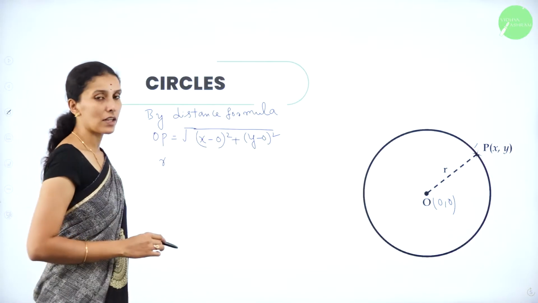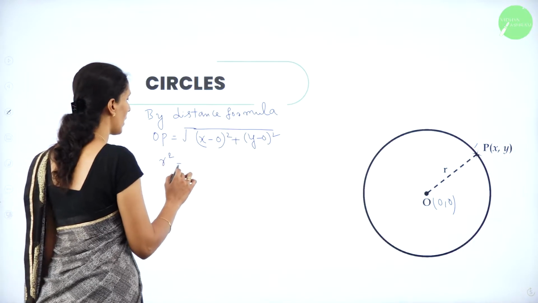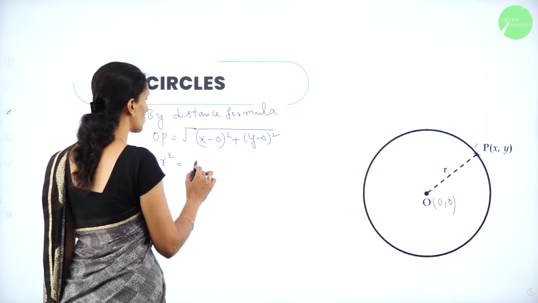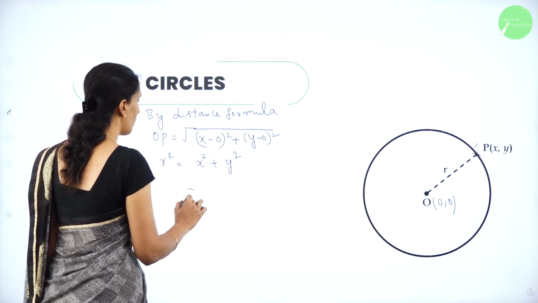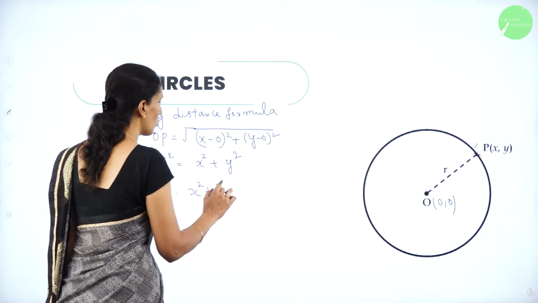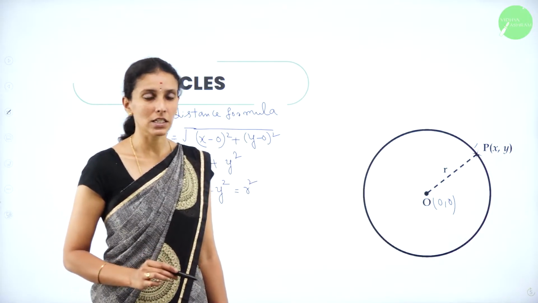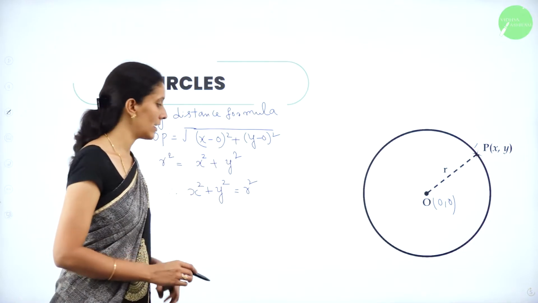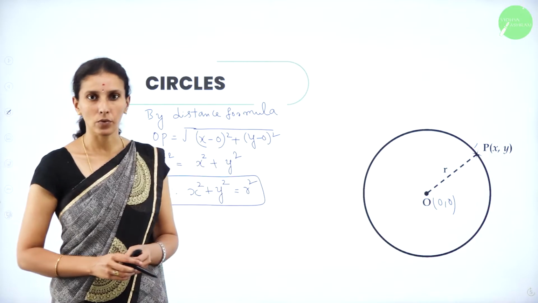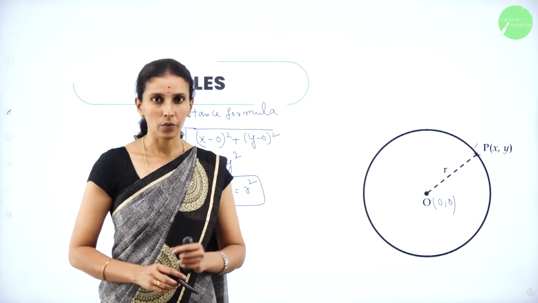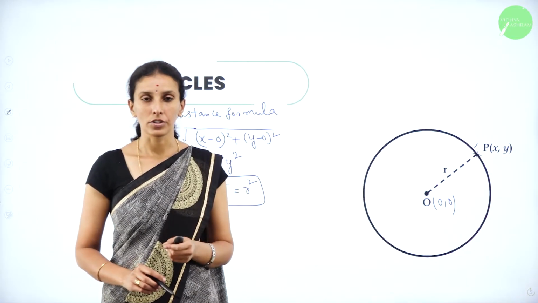OP is actually the distance r. And if you square on both sides, this becomes r square is equal to x minus 0 whole square, which is x square, plus y minus 0 whole square, which is y square. So therefore, this is the equation of the circle whenever the origin becomes the center and r is the radius of the circle. That is, x square plus y square is equal to r square, the equation of the circle with center as the origin.